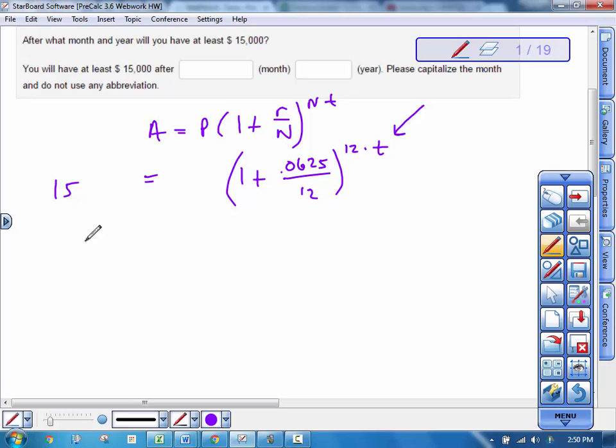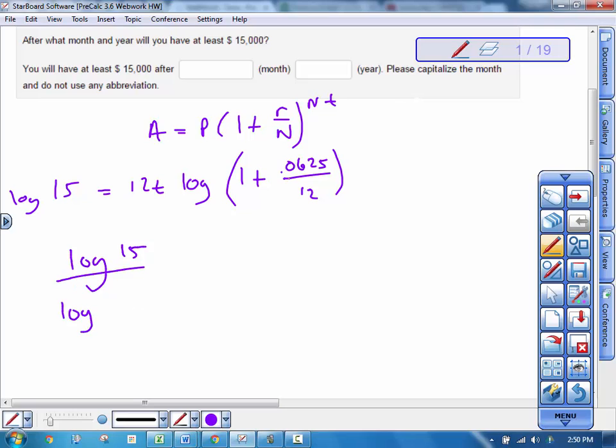So if we divide by 1,000, we can get rid of 3 of these zeros. There's different ways to do this, but I guess it's probably easiest just to take the log of both sides here, and then bring the exponent down. So when you bring the exponent down, it's 12t. And then divide, so you have log of 15 divided by log of this, whatever this value is. And that's going to give you 12t, and then divide both sides by 12.